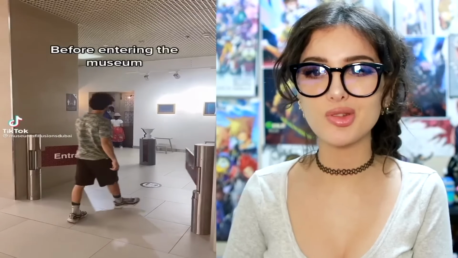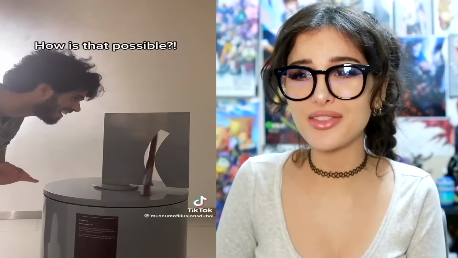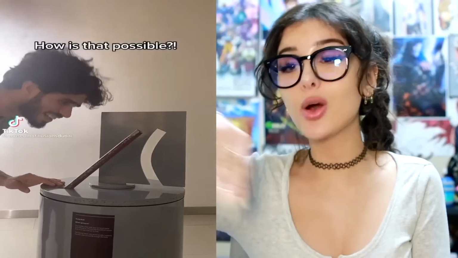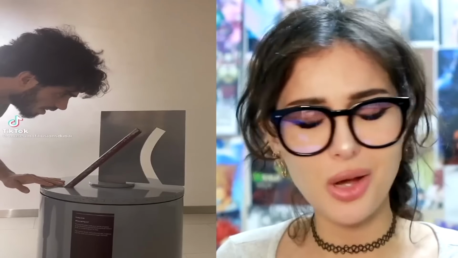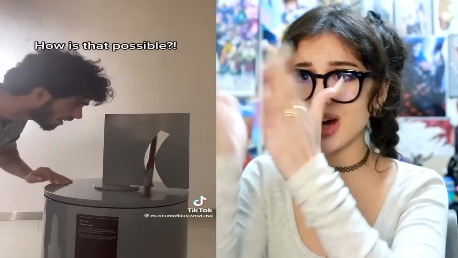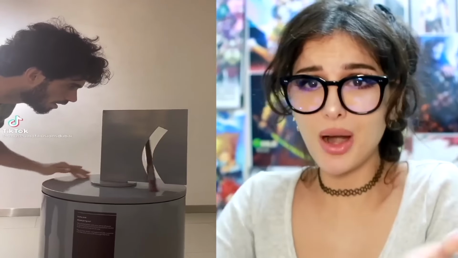This dude went to the Museum of Illusions, and look at this. Before you even enter, you got this little doohickey. It's a straight rod, but the way it goes around and into the mold of a curved rod. Oh, I don't like that one bit. It looks like it's gonna scratch the edges, but no, it fits perfectly.